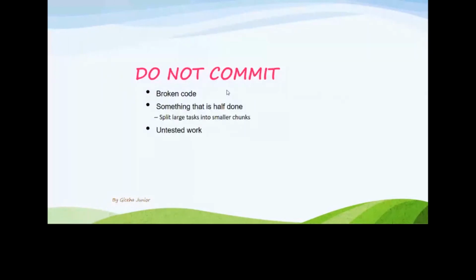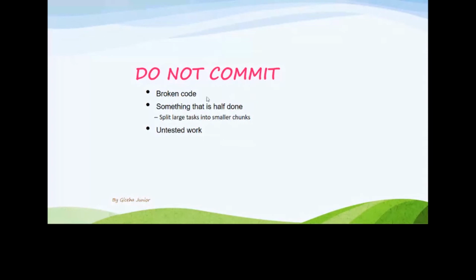You split the large task. Like if you are redesigning a UI, you can split it into small tasks. Maybe you're fixing something on the navigation bar, you can design something on the input button. You break it into small parts, small chunks that you can make easy commits on, and it's easier to follow up. Then do not commit untested work. Test your code before committing it, so as to ensure that you commit the right things.